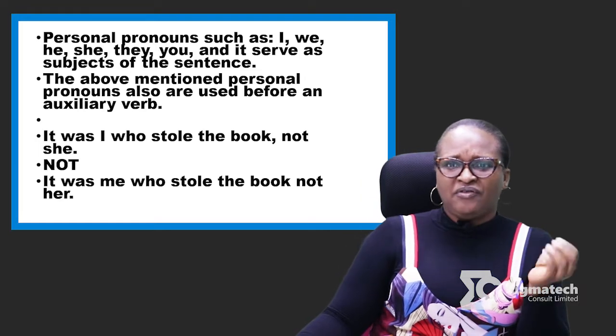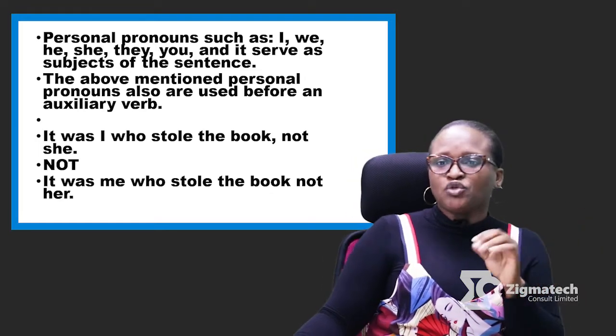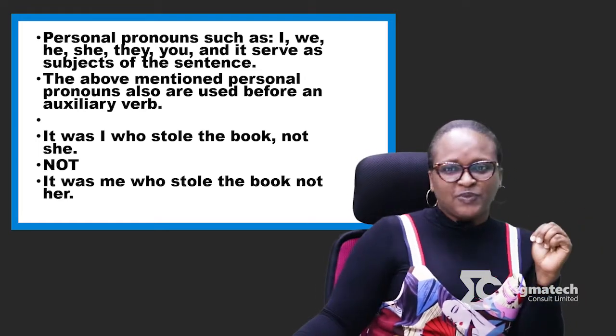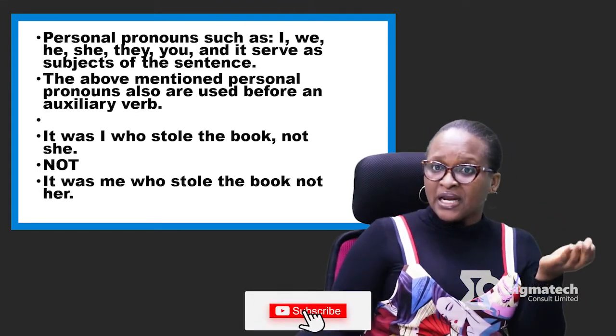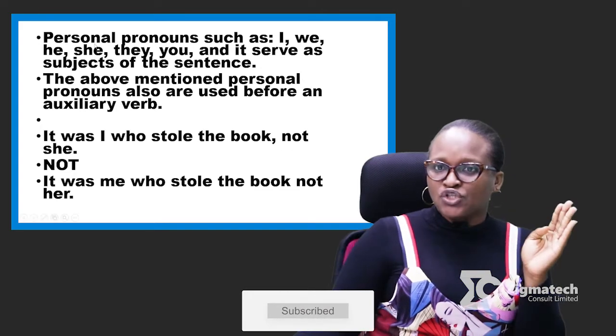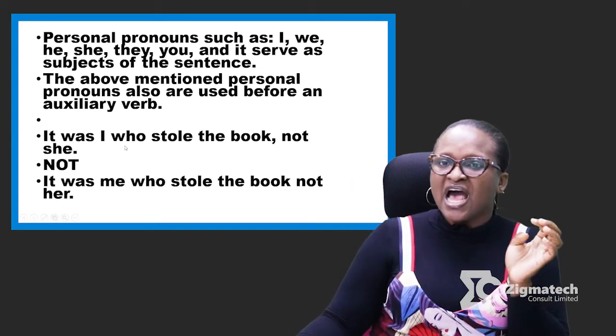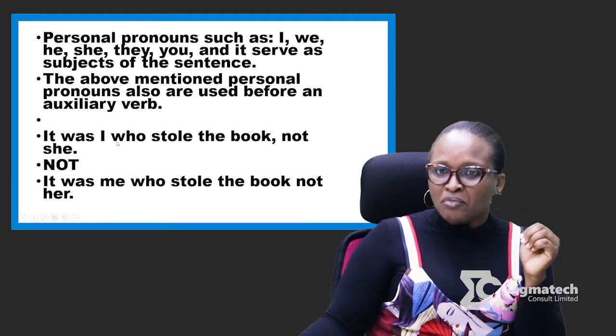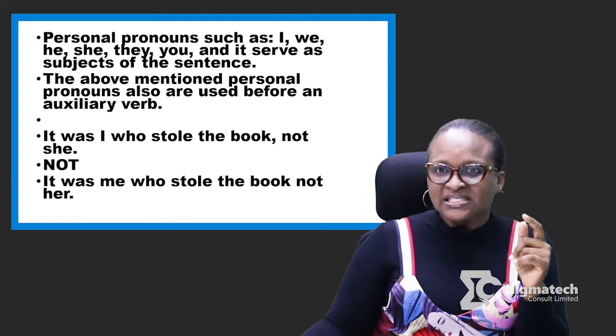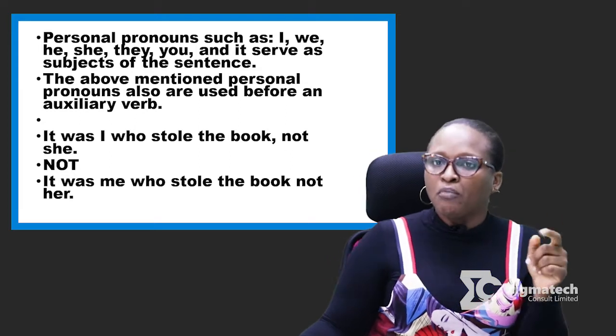Now, what are auxiliary verbs? Auxiliary verbs are referred to as helping verbs. They are those verbs that help certain verbs that cannot stand on their own to stand. And as such, when we take notice of them in sentences and there is a demand for us to use our personal pronoun, you must not forget this rule: the subject personal pronoun must be used.